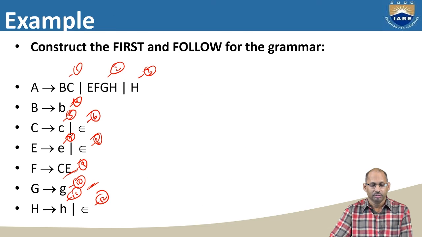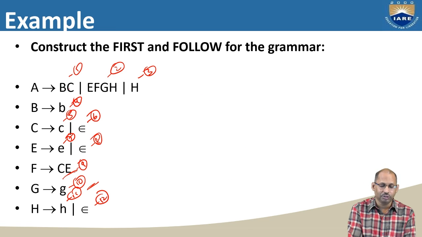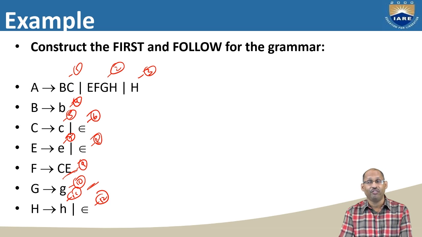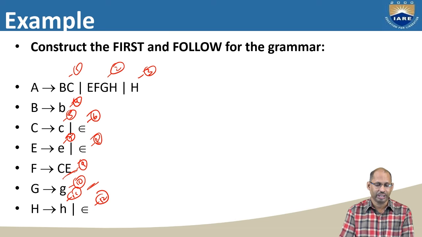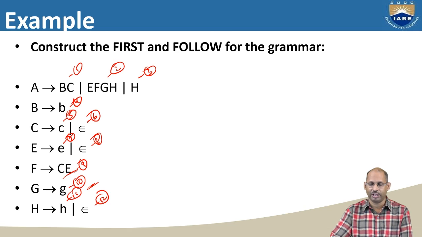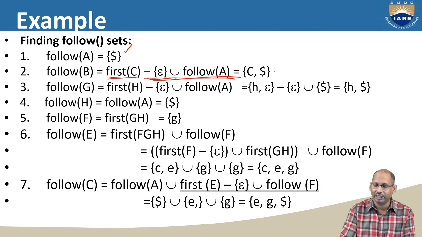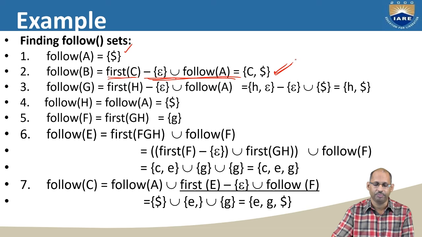Here A gives BC, B followed by C. So follow of B is first of C. But first of C has epsilon, so that minus epsilon union with follow of A. Right? So finally C and $.